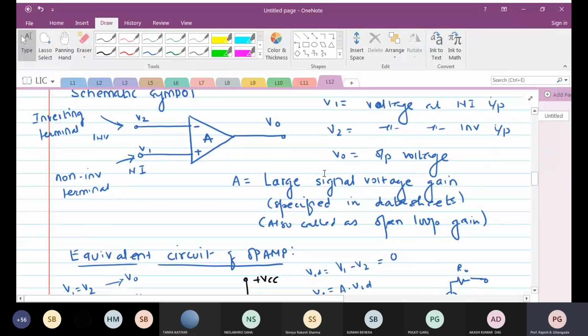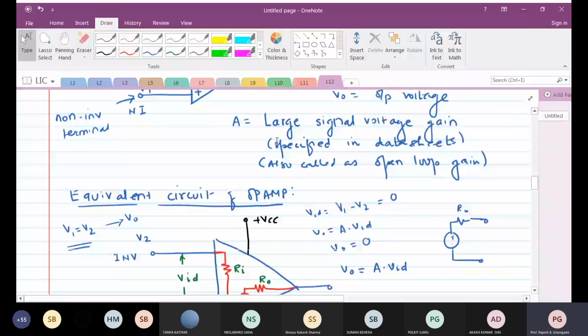Okay, we see that there are distinct markings over there, like the inverting terminal and non-inverting terminal. The non-inverting terminal is marked with a plus sign over here. The inverting terminal is marked with a minus sign over here, and the output. And of course, we are going to specify what is called the large signal voltage gain, which is also called the open loop voltage gain.